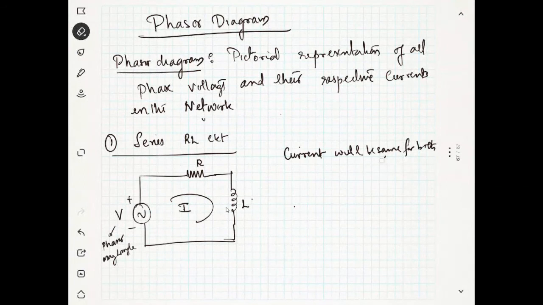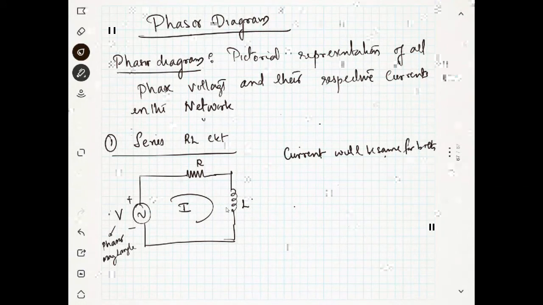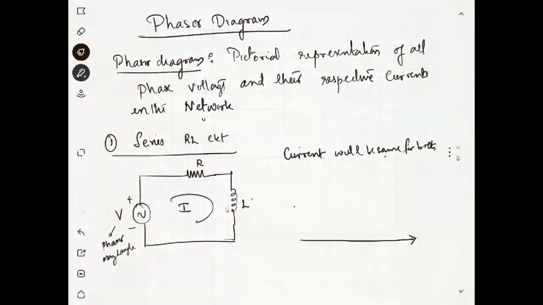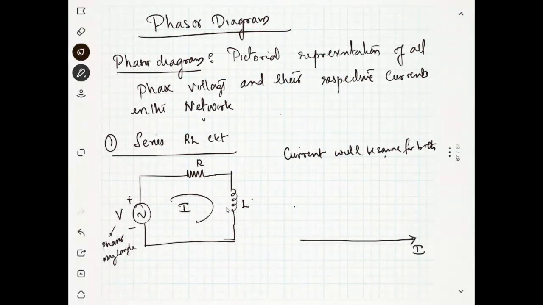So current will be the same anyway for both. If current is the same, I will take my reference as current. So I will represent my current like a straight line like this. And this is my reference because current is the same. If voltage is the same, then I will use my voltage as the reference. Voltage will be the same if R and L are parallel. Am I correct? But here it is series.